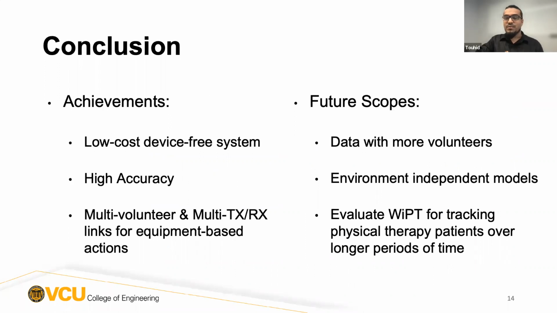As for our future scopes, we are planning to collect data with more volunteers, to develop an environment independent model, and to evaluate our system WiPT for tracking physical therapy patients over longer periods of time.